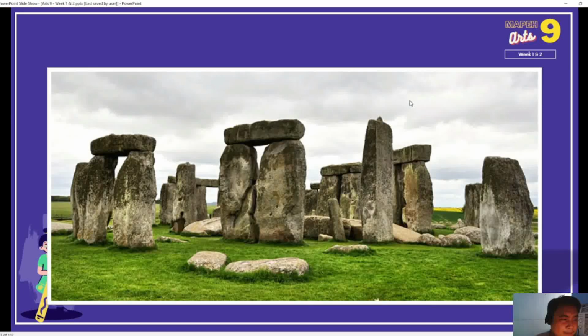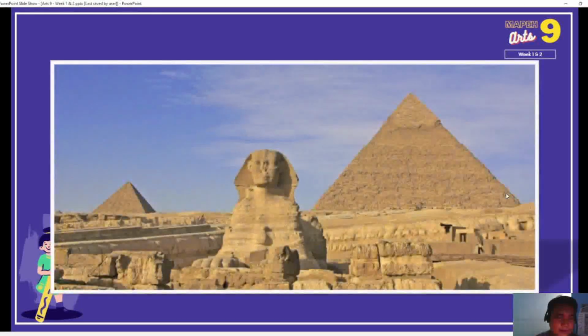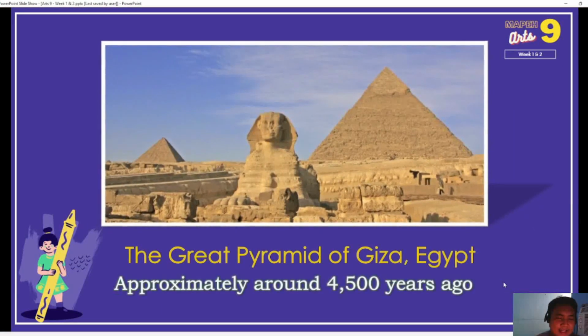So for this, I'm very sure that you're familiar with this structure. This one is found in England, the famous Stonehenge, roughly around 5,000 years ago. Another one, the very famous Great Sphinx and the Great Pyramid of Giza in Egypt, around 4,500 years ago.